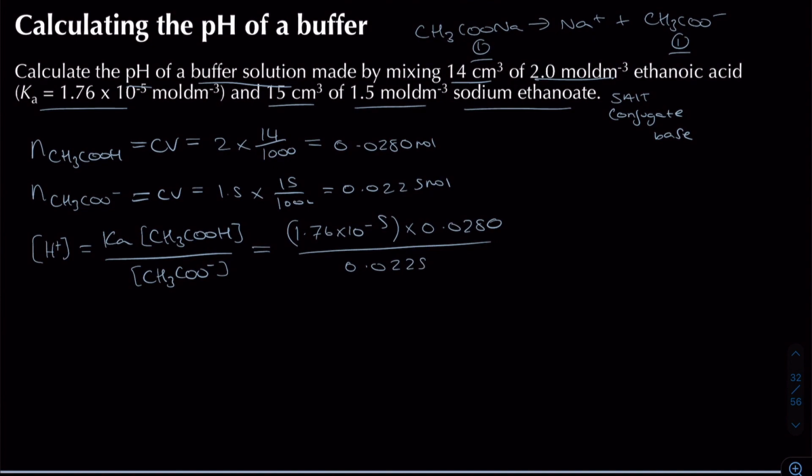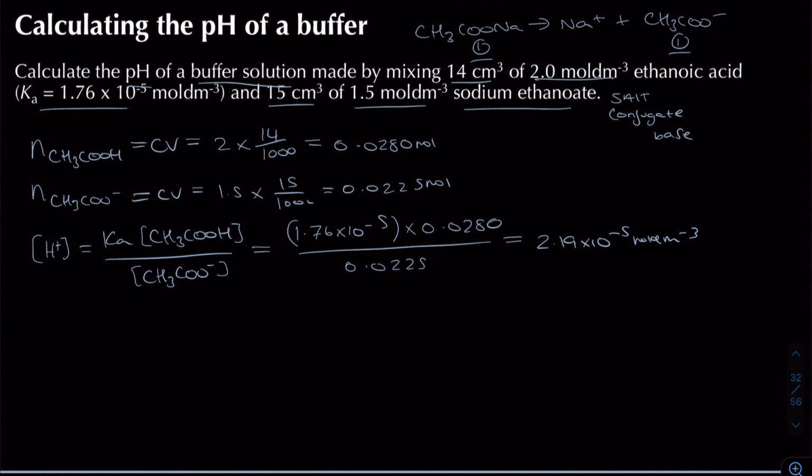0.0225 moles. Again, we could have just worked out the concentration overall for each one of these out of 29 centimeters cubed, but I don't have to, because the volume terms are going to cancel at the top and at the bottom. I do that, and what I end up with is a value for the concentration of H plus as being 2.19 times 10 to the power of minus 5, and that's in mole per decimeter cubed.